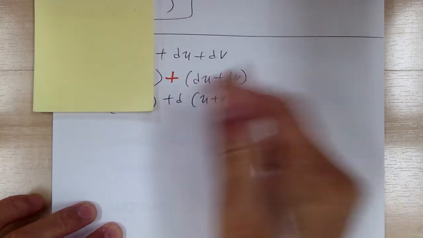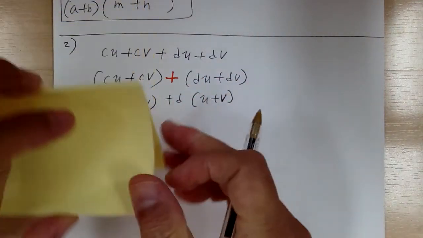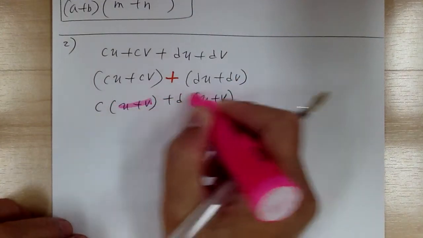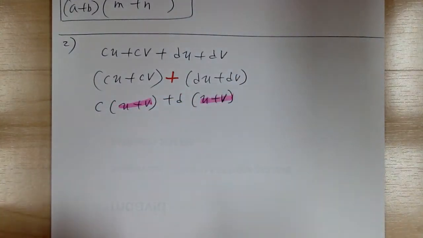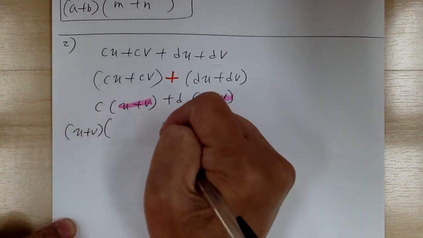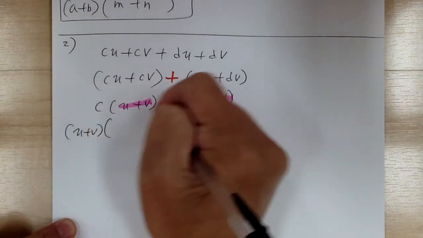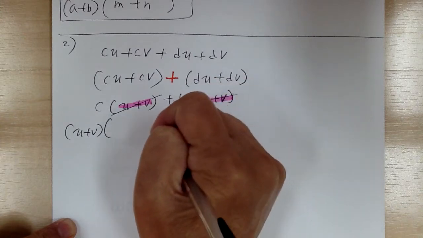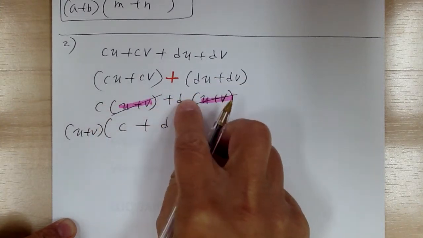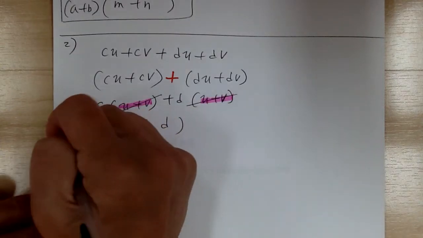So once you're done doing each half, you bring the 2 halves together. So again, you have the U plus V, right? So you can go and factor the U plus V. And then again, once you factor it out, it's gone. So your leftover would be C plus D, right? C plus D. And so that would be your answer.